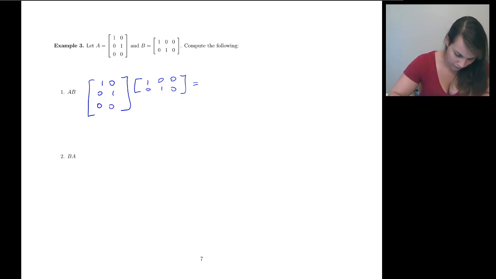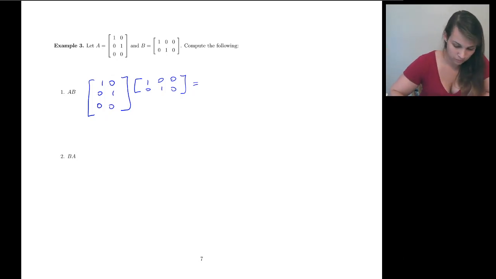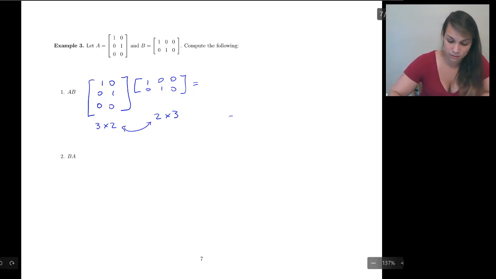So we're going to go after, well, quick dimensional analysis, since now we're not dealing with squares anymore. This guy is 3 by 2. This one's 2 by 3. The insides match. Good, good, good. So what size are we going to get out? 3 by 3. Cool.